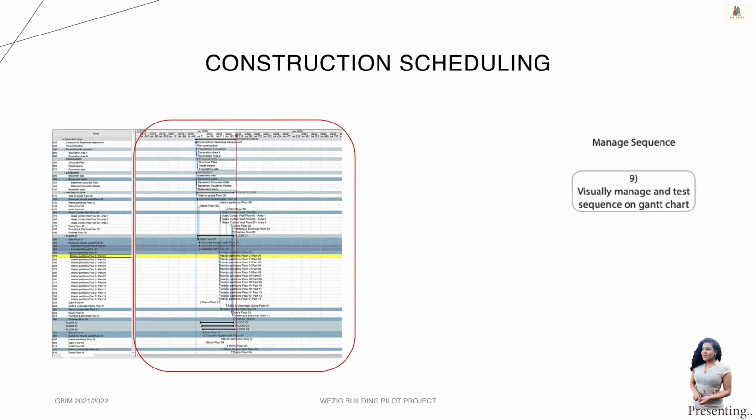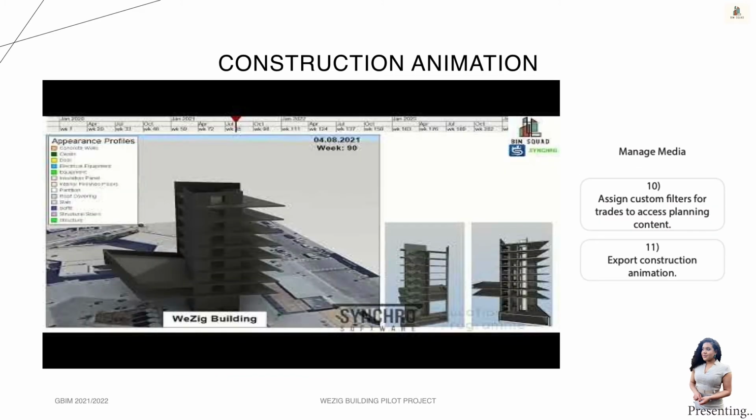Sequences were visually managed and tested along a Gantt chart. And finally, custom filters were assigned to trades for accessing planning content. And media content was exported to illustrate the construction process.